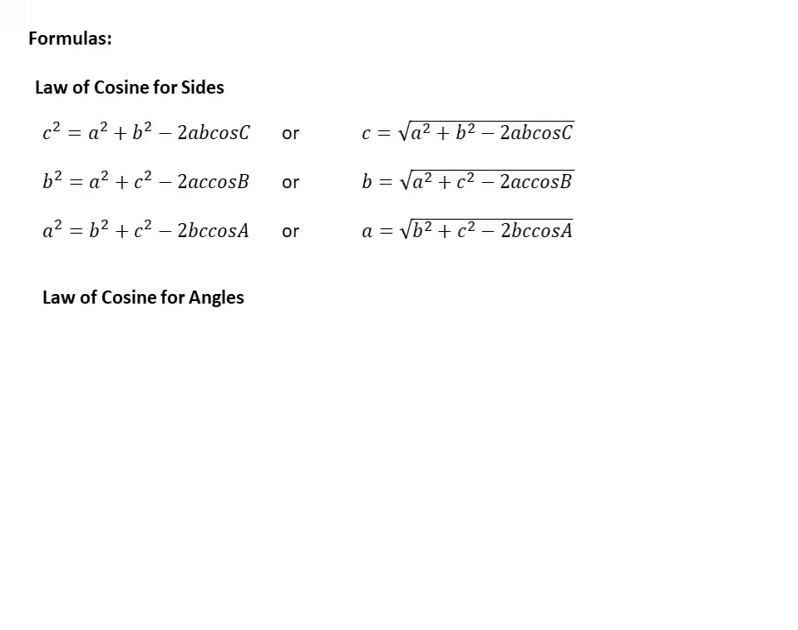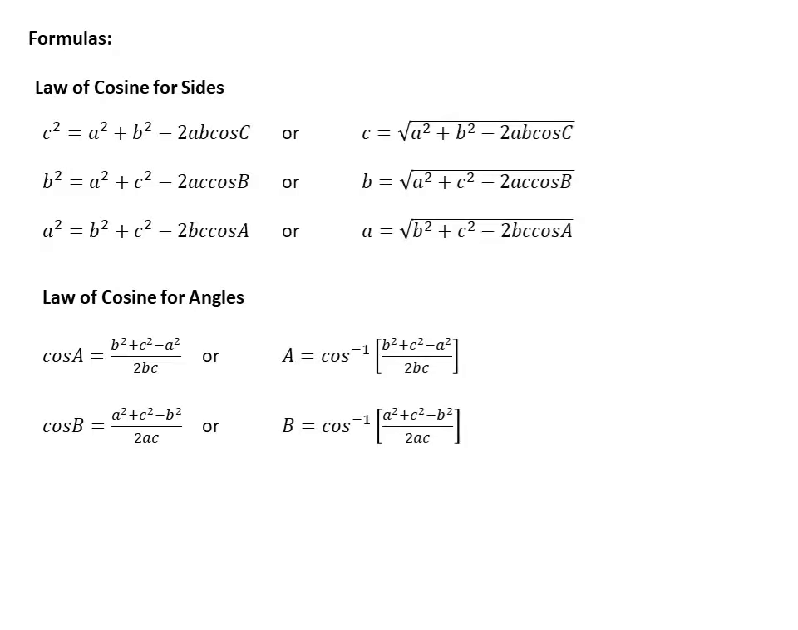Let us now enumerate the law of cosine for angles formulas. For the first one, we have cosine of angle A equals B squared plus C squared minus A squared all over 2 times B times C, or it can be written also as A equals inverse cosine of B squared plus C squared minus A squared all over 2BC.